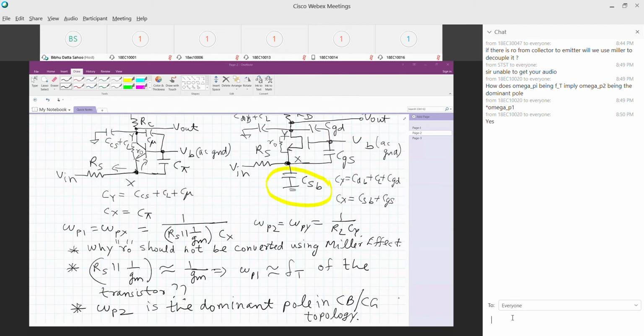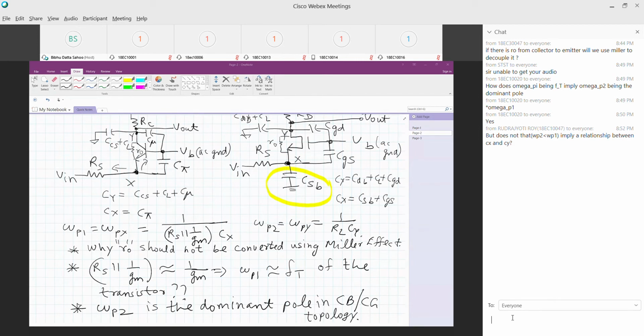Somebody asked if Cx is much larger than Cy, then omega P1 will be smaller, right? That won't happen because Cy has a load capacitance, and load capacitance is usually much bigger than any other intrinsic capacitance that is there, because there will always be some external capacitance in the load. Yes, you're right. Okay.